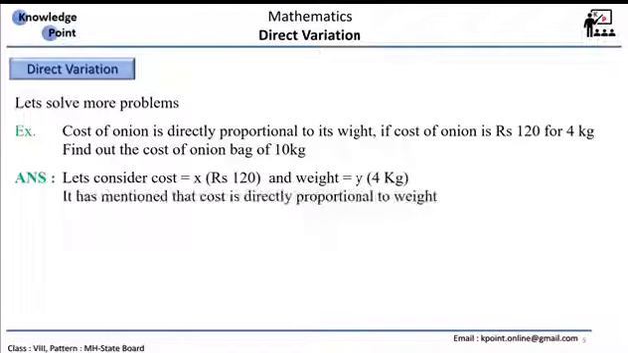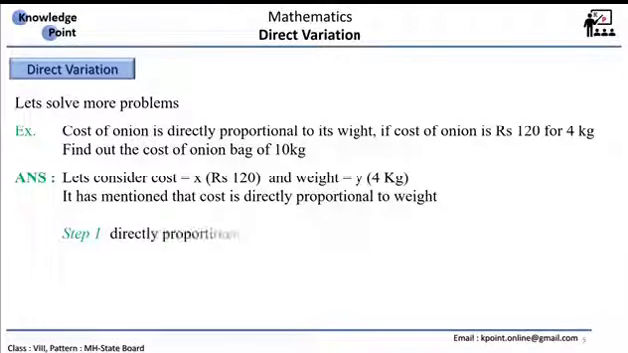So let's consider the cost as x, and in our problem x is equal to rupees 120, and let's take the weight as y, and in our problem y is equal to 4 kg. It is mentioned that the cost is directly proportional to the weight. So definitely we need a constant to find out the cost of 10 kg onion. So how to find out the constant?